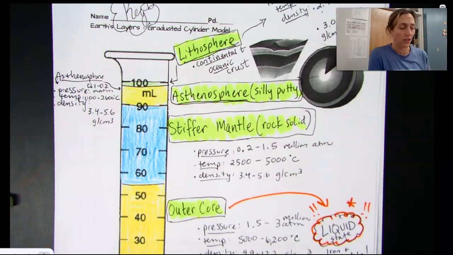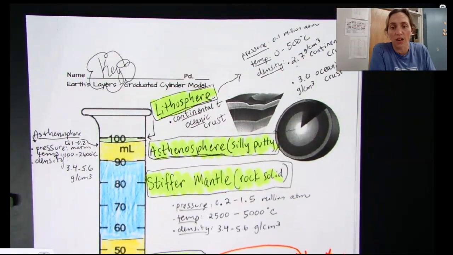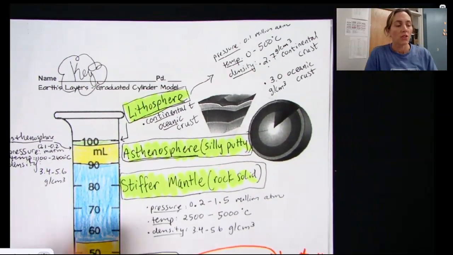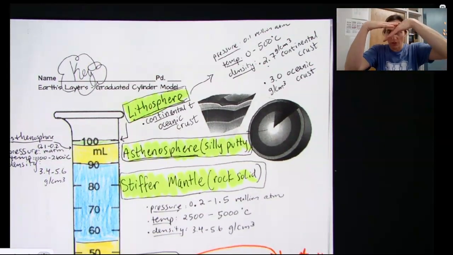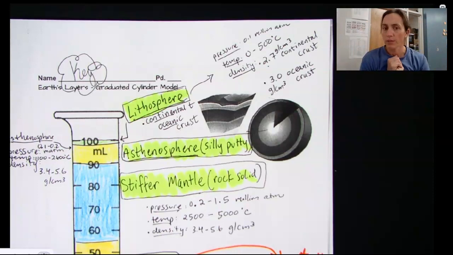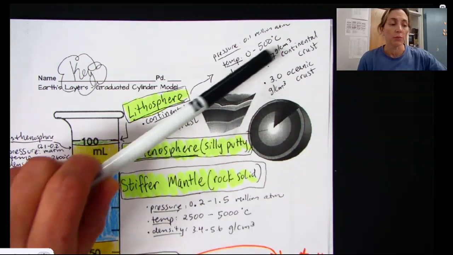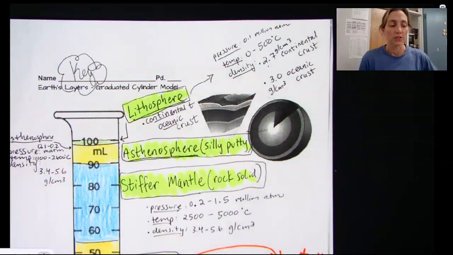Now, please make sure that you have written down continental crust and oceanic crust. There are two different types of crust, as we've talked about with subduction in plate tectonics discussions. The lithosphere has two types of crust, and they have different densities: 2.7 grams per cubic centimeter for the continental crust, 3 grams per cubic centimeter for the oceanic crust. And that's it. Or is it? We forgot one more thing.